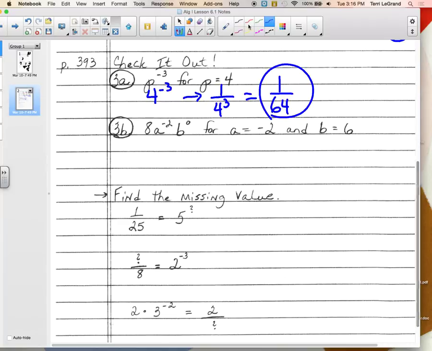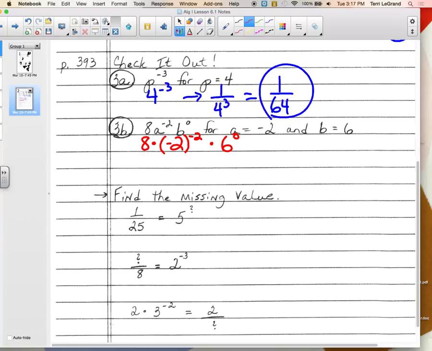Okay, let's do this next one. A is supposed to be -2, B is supposed to be 6, so it's a multiplication problem really. We have 8 times A, which is -2, to the -2 power, times B, which is 6. Since it's not a negative, we don't have to put it in parentheses, but we can, it won't hurt anything. If it was a -6, we would have to put it in parentheses.